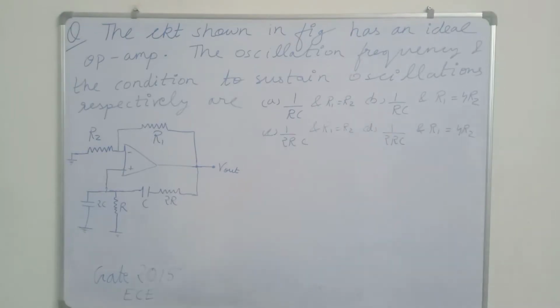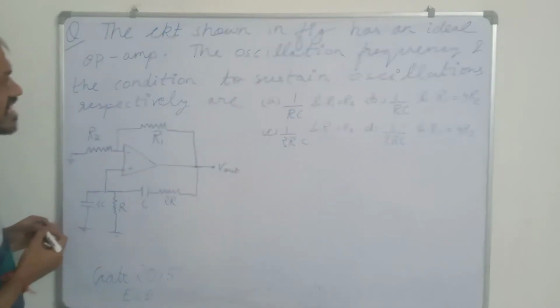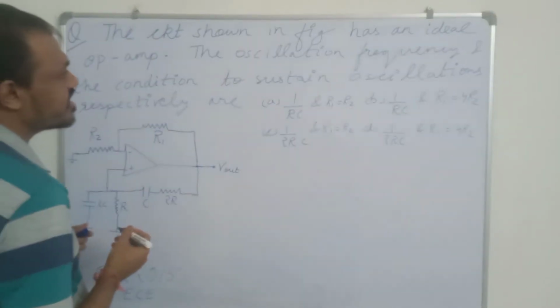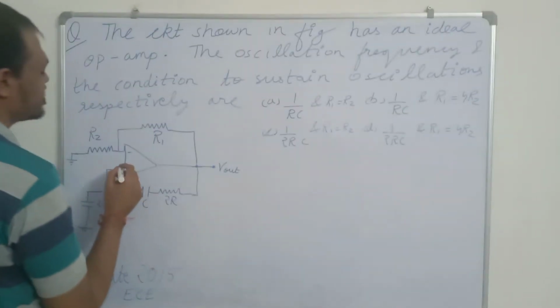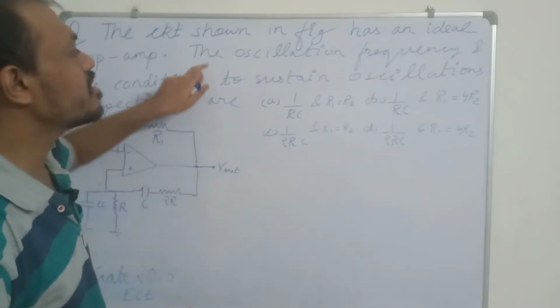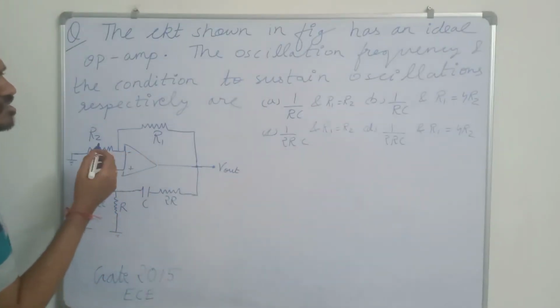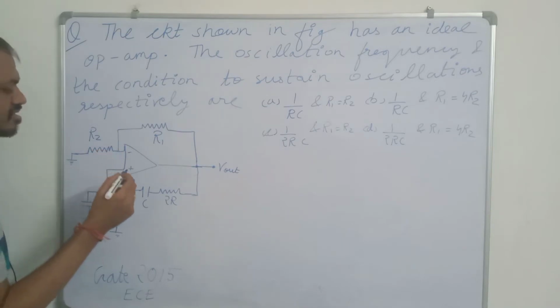This question is from GATE 2015 Electronics branch. It says that the circuit shown in the figure has an ideal op amp. So this is an ideal op amp, and the current going inside the op amp is 0 for an ideal op amp. Now we have to find the oscillation frequency and the condition to sustain oscillations.